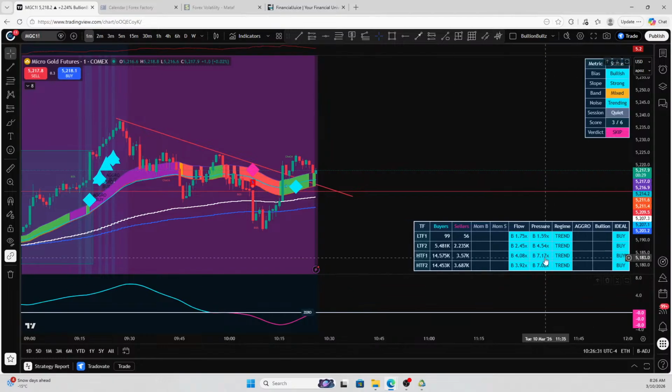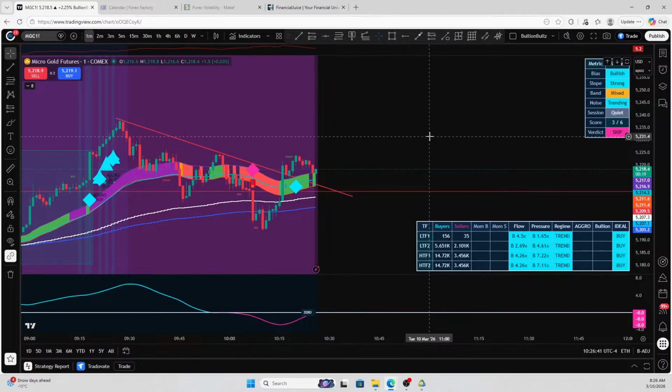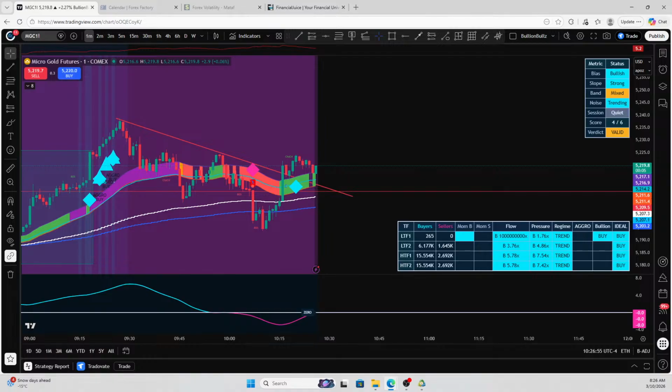So yeah, pressure is building up, guys. Pressure is on the buy side. Buyers are dominating in the market. We're waiting for break of structure. Yep, price is extremely bullish right now.